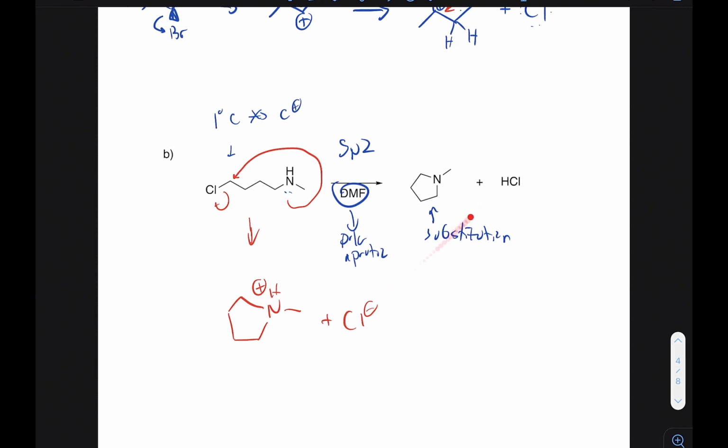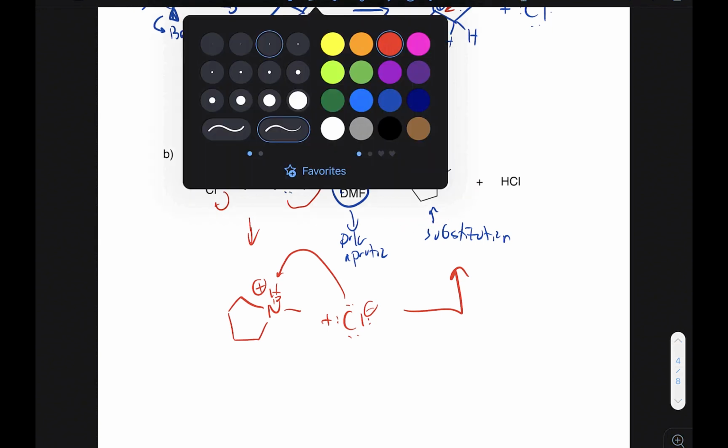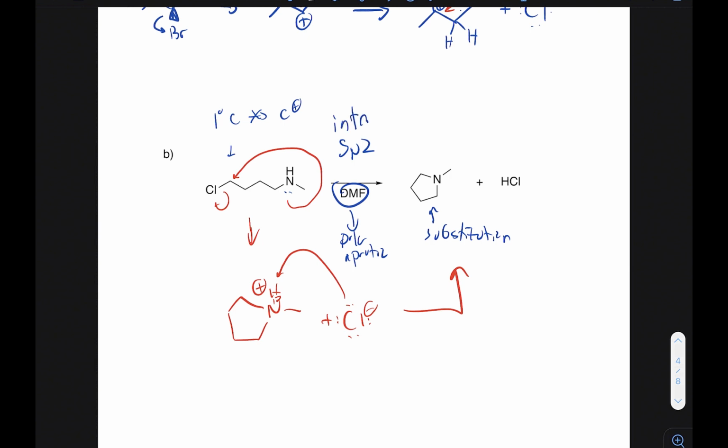Now the only thing we need to do, and we've seen these intermediates before when we have a positive charge left over, we've seen that with alcohols during SN1 reactions, is neutralize the final product to get to something more stable, right? So we just have this chlorine deprotonate that ammonium ion here to get to our final products, where we have HCl and this neutral tertiary amine here, okay? So this is technically an intramolecular SN2.